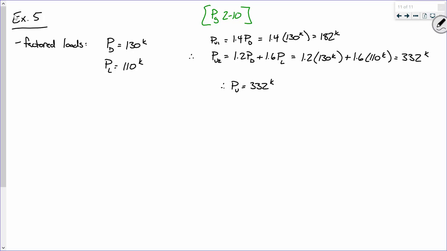Let's see what time it is. All right, I think I'm going to call it today. What we're going to do is we're going to pick it up next time, and we're going to actually design this member. So yeah, we'll call it now.